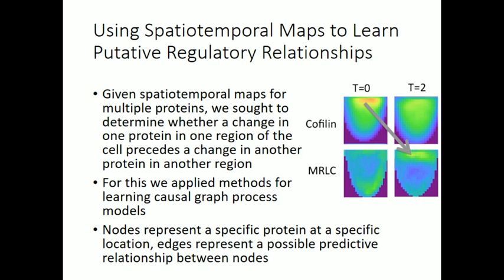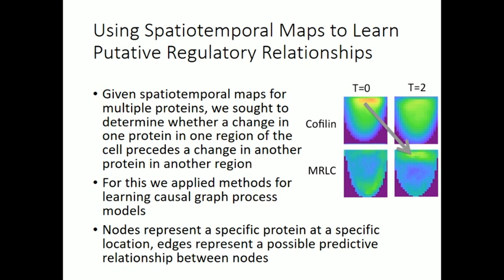And then what we're asking is, what's the strength of an edge between the one protein at one location and another protein at another location? And we want to infer that graph. Okay. And so you can see, for example, here the idea would be, at this time, cofilin is high here.